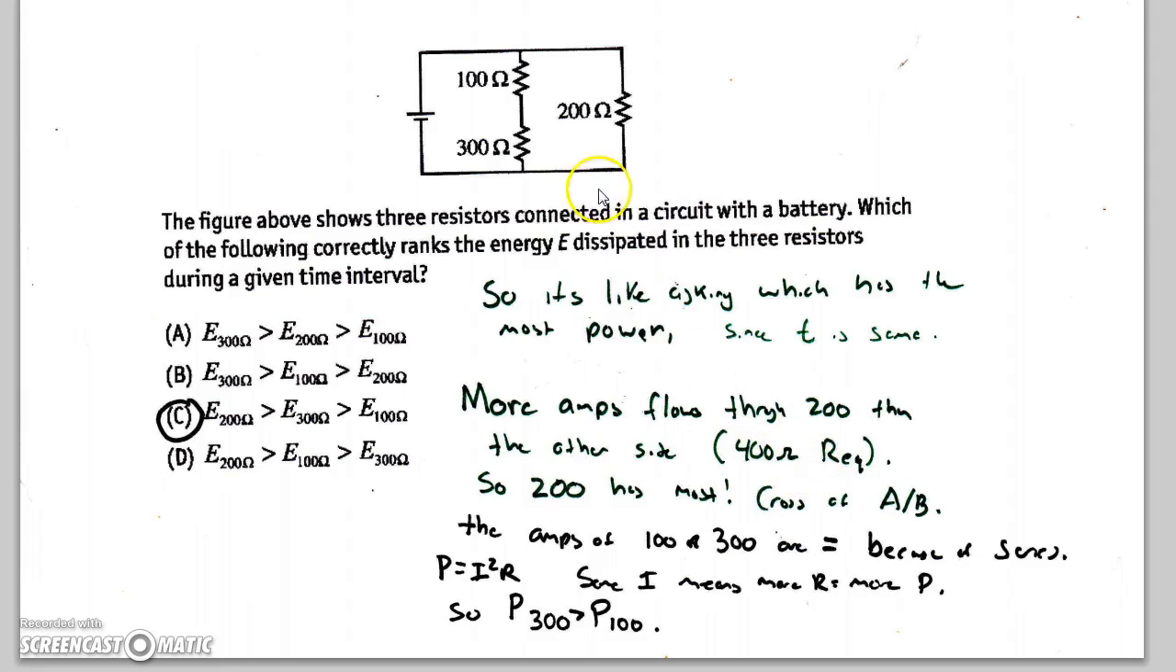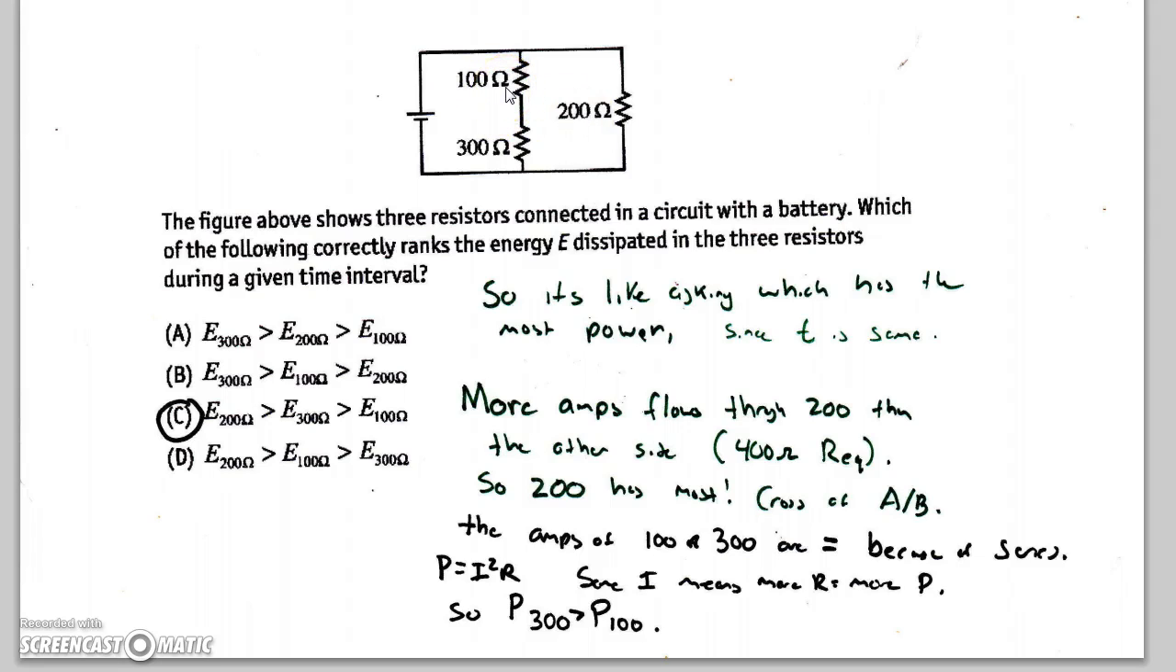Furthermore, the amps of the 100 and 300 are the same, but the voltage is split up between them. Combined, their voltage equals 200, because in parallel, the voltages are the same. So the 200 has the most volts and the most amps. It has to have the most power.